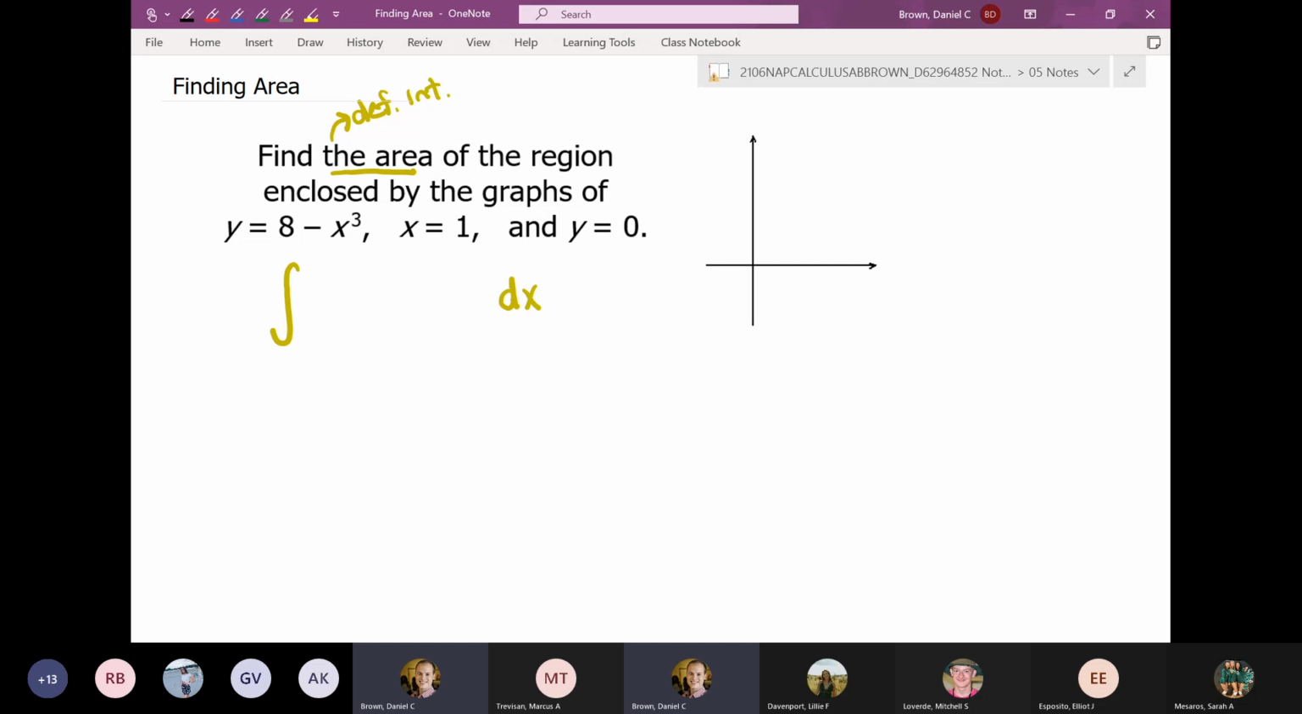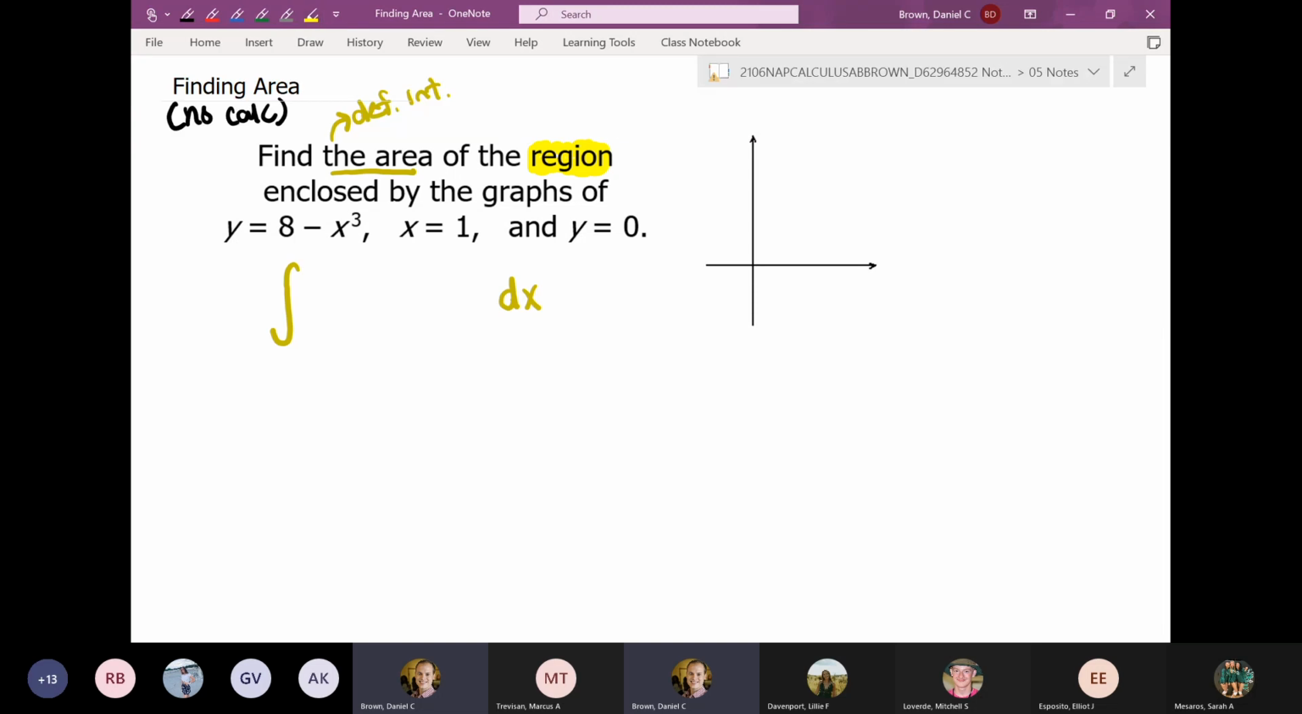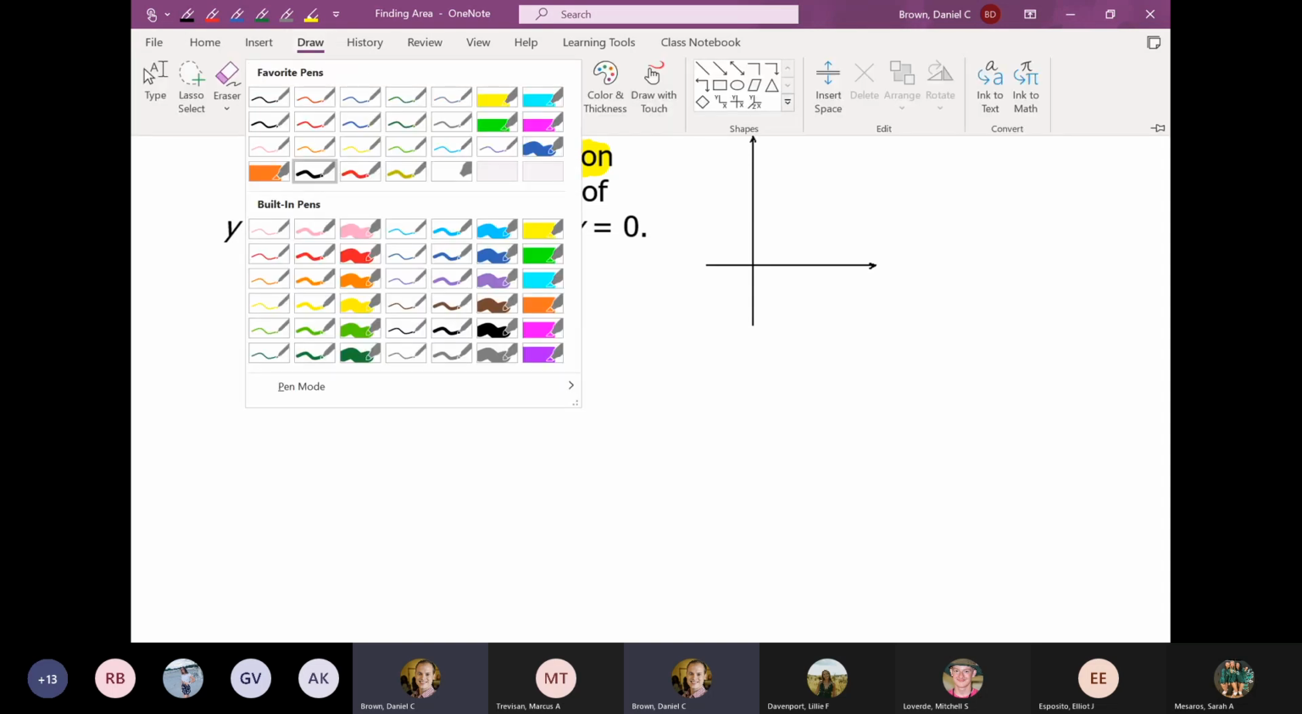But we need to figure out what this region looks like. Like it says, this region. And this region is bounded by 3 graphs. It tells me that we are bounded by y is equal to 8 minus x cubed, x is equal to 1, and y is equal to 0. Now, problems like this on the AP exam, same thing for me, is going to be something that's no calculator. So you would be expected to know what these graphs look like and be able to figure out what the region looks like without a calculator. Some of them hopefully are a little bit easier for you to figure out.